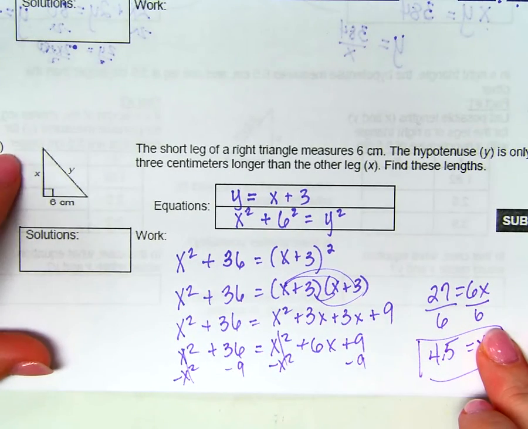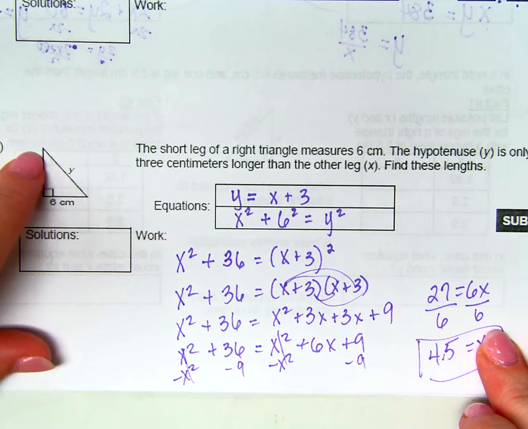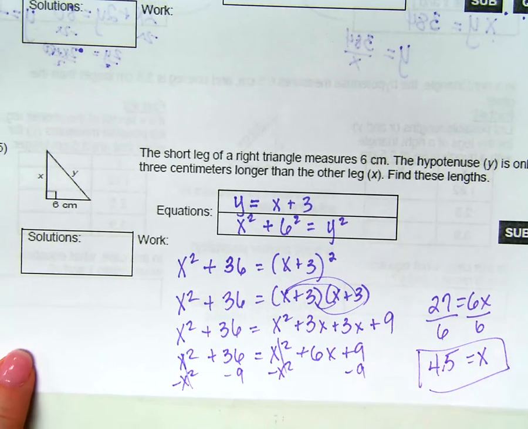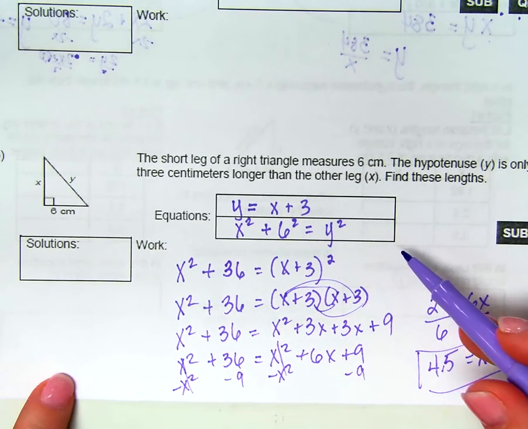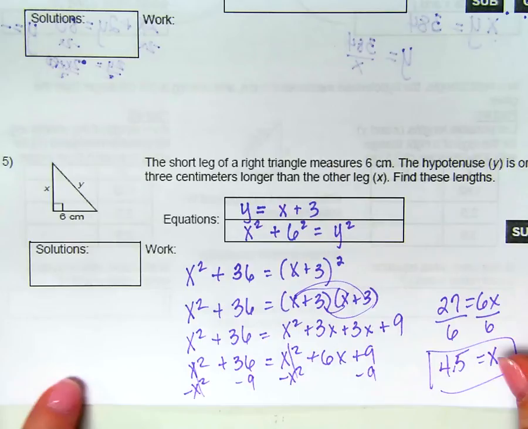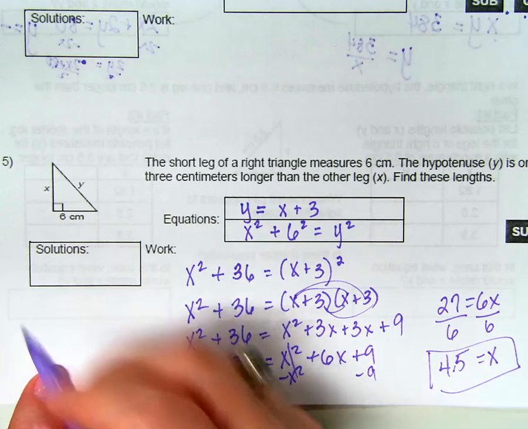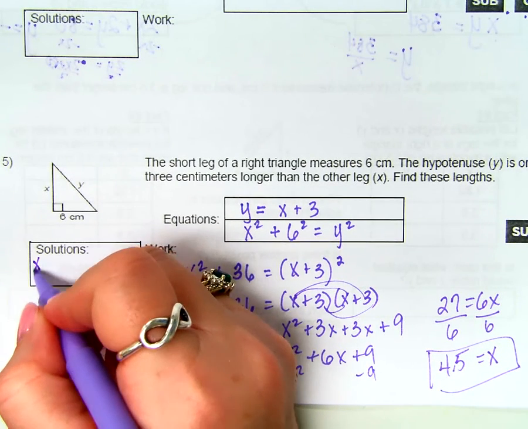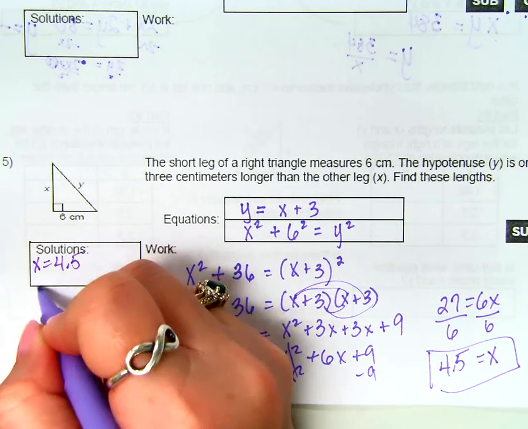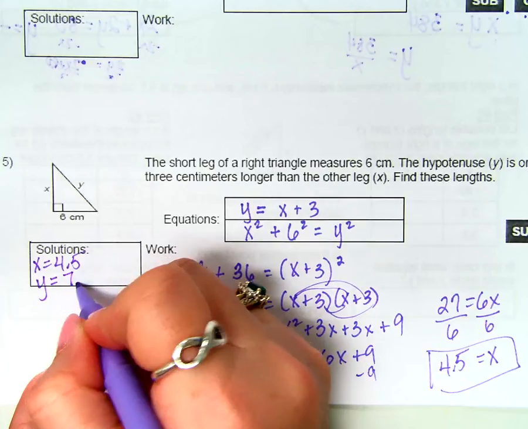What do you mean one of them? Oh, okay. So I know this length, right? I need to find this length. So you would plug it into the first one? Yeah. Why the first one? Why not the second one? Shorter. Oh, it's easier. Okay. All right. So x plus 3 is going to be y. So my solution is going to be x equals 4.5, y equals 7.5.